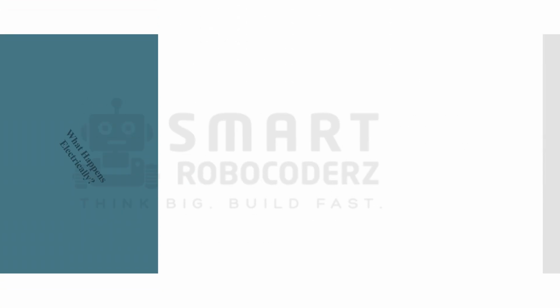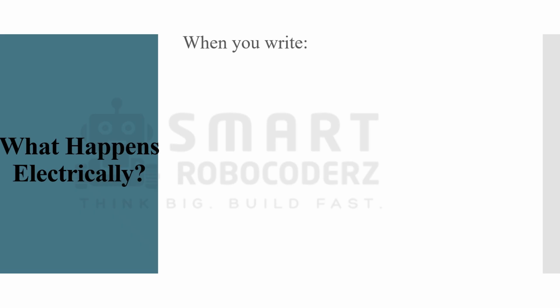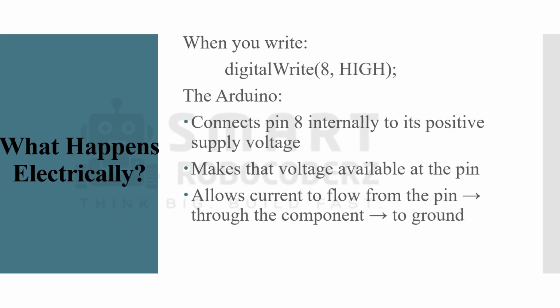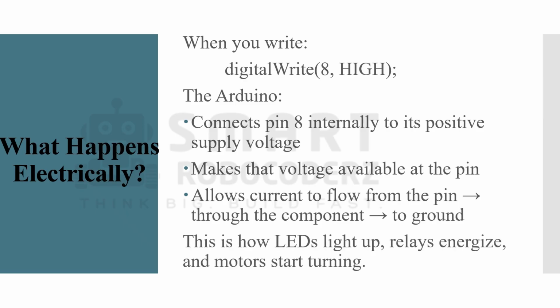What happens electrically? When you write digitalWrite(8, HIGH), the Arduino connects pin 8 internally to its positive supply voltage, makes that voltage available at the pin, and allows the current to flow from the pin through the component to ground. This is how LEDs light up, relays energize, and motors start turning.